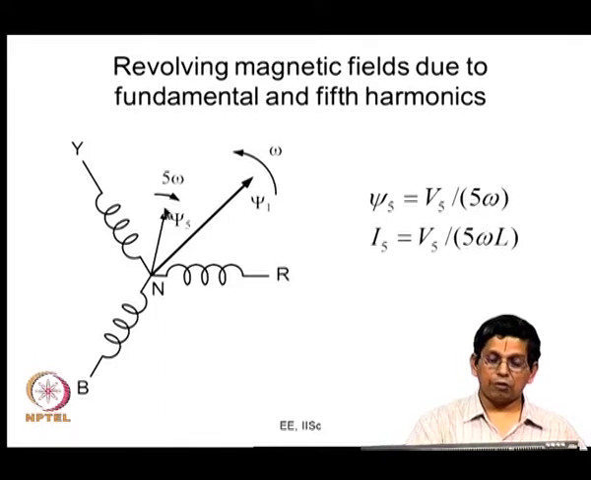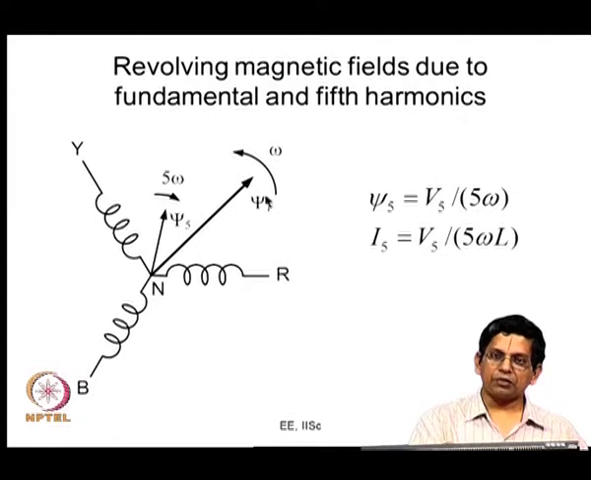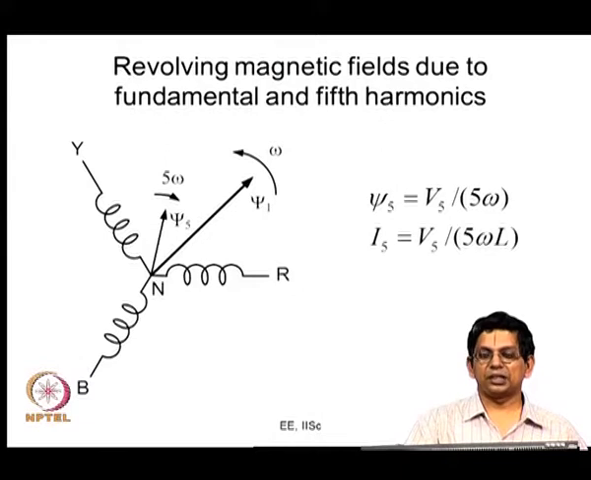So, this is a revolving magnetic field, but it revolves at a frequency 5 omega and in the opposite direction compared to omega. So, the relative speed between the fundamental magnetic field and the fifth harmonic magnetic field is 6 times the fundamental frequency, and this is why it leads to what is called a sixth harmonic torque. So, the fifth harmonic causes a vector like this, ψ_s, whose magnitude can be given by that. Again it causes certain harmonic current which can be given by this now, where L is the leakage inductance. So, the fifth harmonic voltage causes certain fifth harmonic current and fifth harmonic flux.